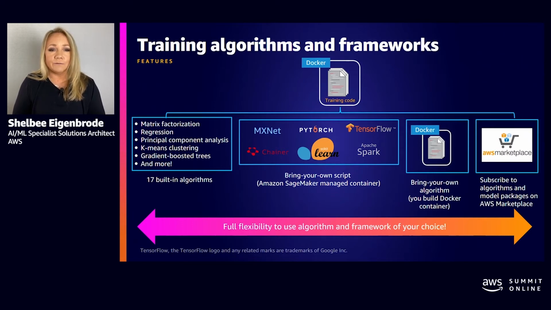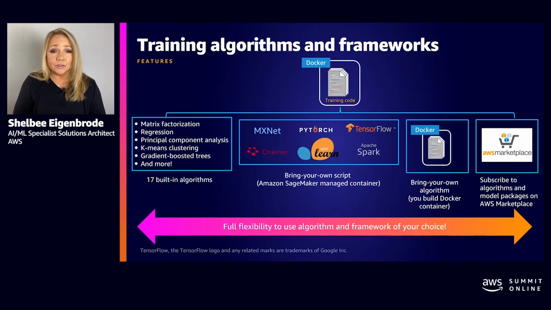So with SageMaker, you have 4 key options for training algorithms. First, you can use built-in algorithms provided by Amazon SageMaker. And these algorithms cover a variety of machine learning use cases like clustering, regression, and classification. And many are based on open implementations like XGBoost. If one of these meets your needs, it's a great out-of-the-box solution for quick model training.